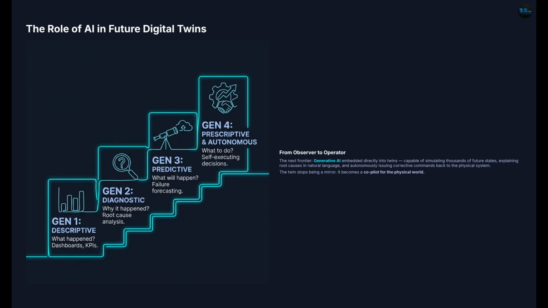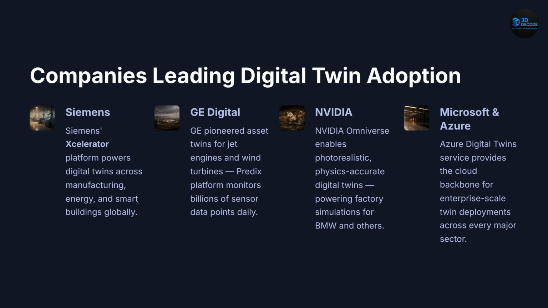Slide 28. AI plus digital twins. Generative AI may eventually transform digital twins into intelligent co-pilots capable of explaining failures, simulating futures, and automatically optimizing physical systems. Slide 29. Companies leading the industry. Major companies like NTT, Siemens, Dassault, NVIDIA, and Microsoft are leading the twin revolution.